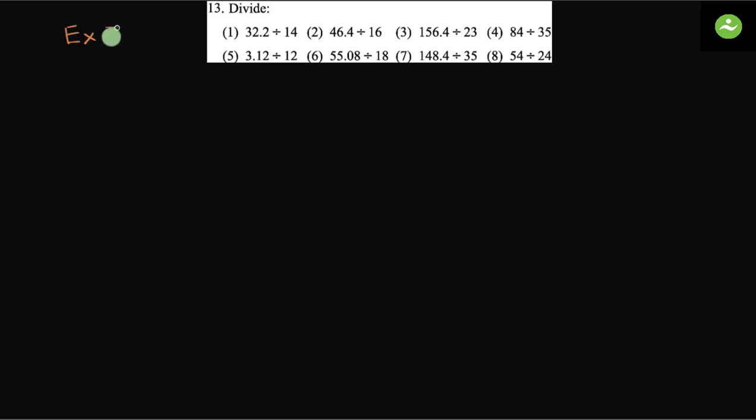Exercise 7A. Question number 13. Divide. There are 8 problems here we have to solve. We will try as many as we can. First we try number 1.